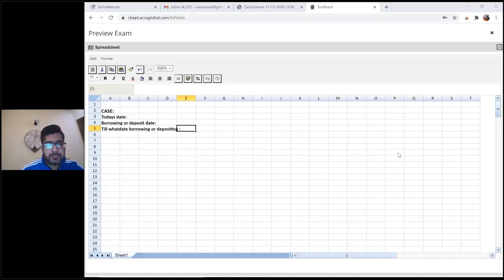First, note what is the case. Either the case will be of borrowing, or the case will be of deposit. Note today's date. It will most likely be given. The borrowing or deposit date is given, and till what date you are borrowing or depositing will be given. You just need to note it at one place. Okay.